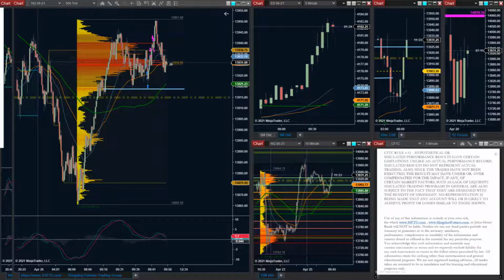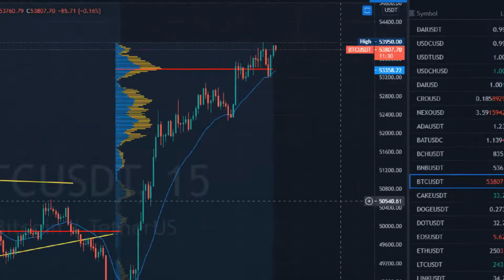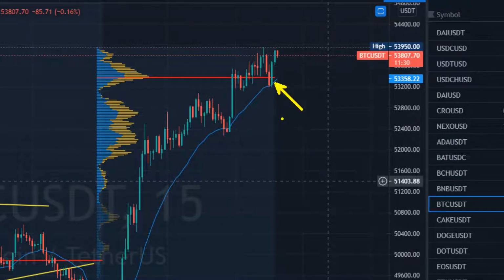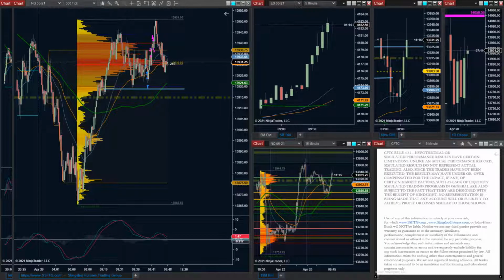Now, again, remember, we were talking about what they want to do around that top-weighted POC. Look what they just did on Bitcoin, on the 15. You tell me, what are they doing? Doesn't look like shorts are winning a whole lot. Whoops.